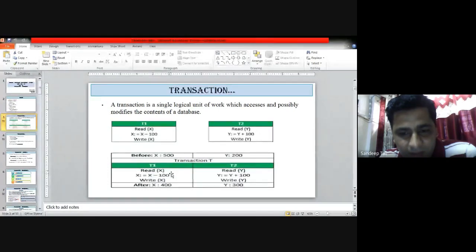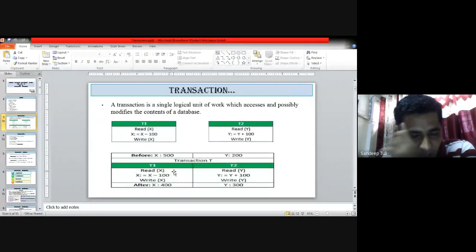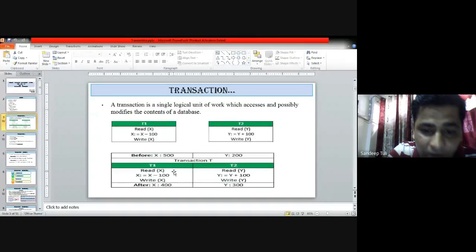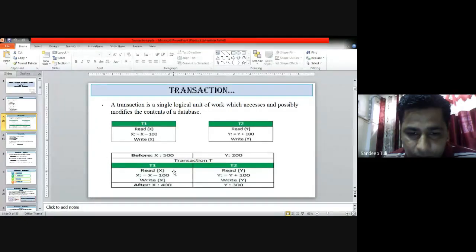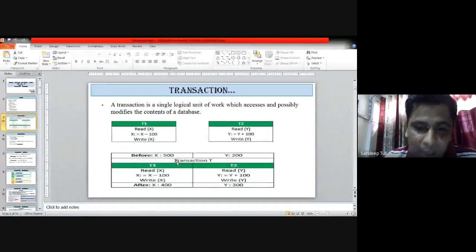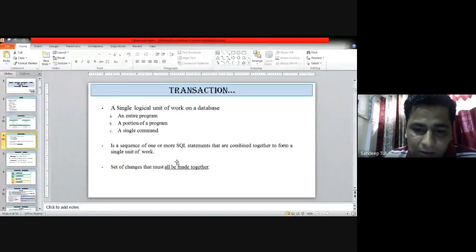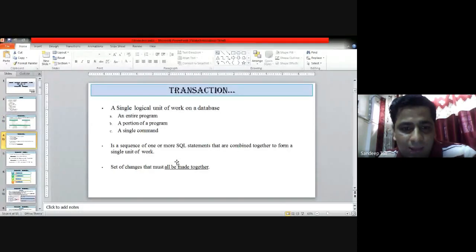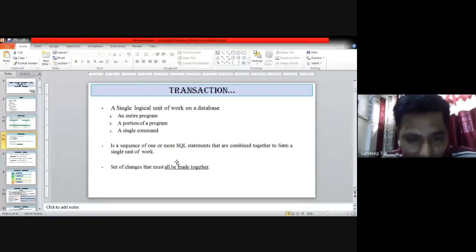If I am treating both transactions collectively and giving it a name T, then it is again a transaction T in which the objects of the database are being accessed and possibly modified. So the content of the database is being accessed and modified. That's why we can say that the whole transaction T can again be considered a single transaction. So transaction T1 plus T2 becomes a new transaction, called transaction T. Is it okay? Now coming to the next definition, based on the above example, we can say that a single logical unit of work on a database could be an entire program.